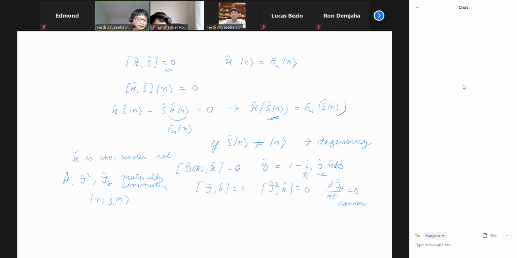So this is one example. Due to the rotational symmetry, we can generate the multiplets. So we have a set of different m, and they all have the same eigenvalues, as you know. That's one example.